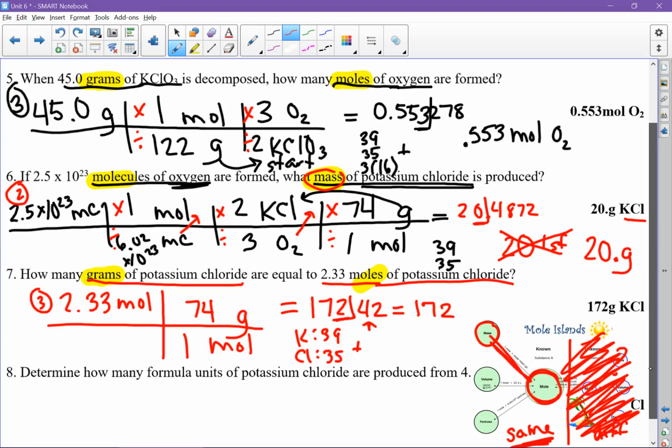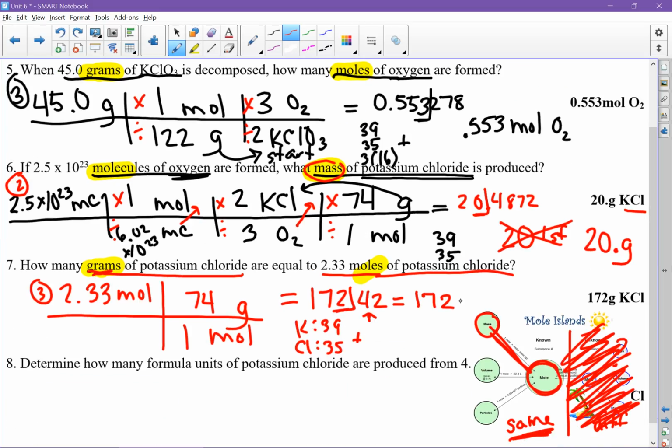Lastly, put your unit on. We were looking for grams, so that goes here. And if you'd like to add the chemical of KCl that you were looking for, that's okay too, but you don't have to do that if you don't want to.